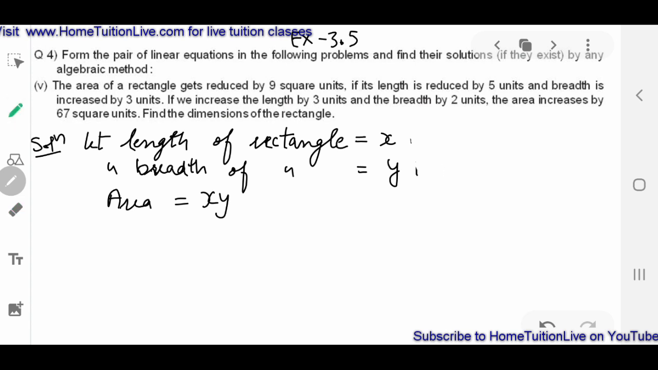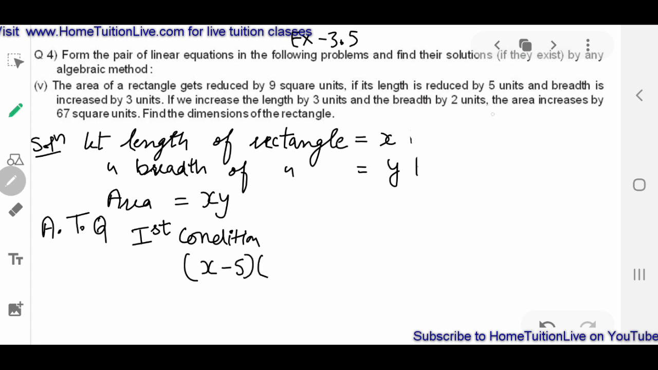X and Y. Area is length into breadth. So according to the question, first condition: the area of the rectangle gets reduced by 9 units square if its length is reduced by 5 and breadth is increased by 3. Length x reduced by 5, breadth y increased by 3. Then the area will be xy minus 9.